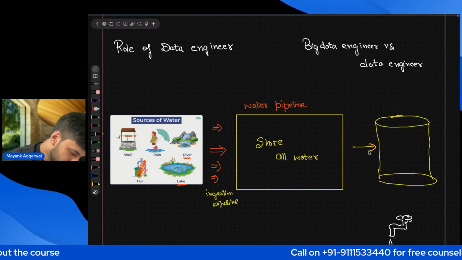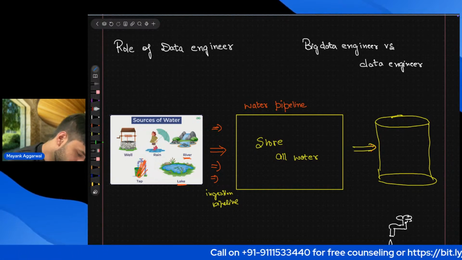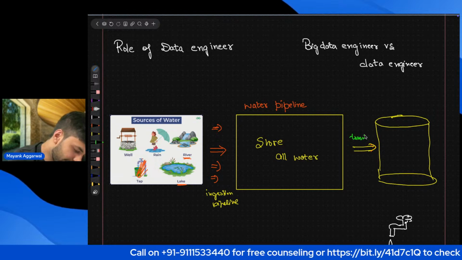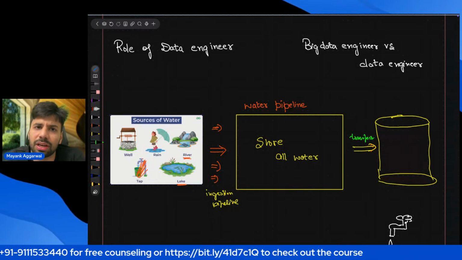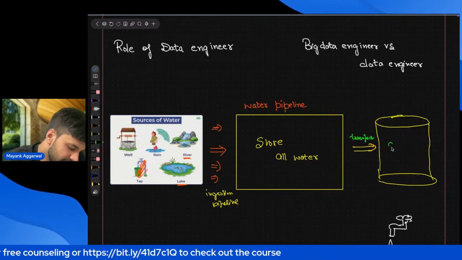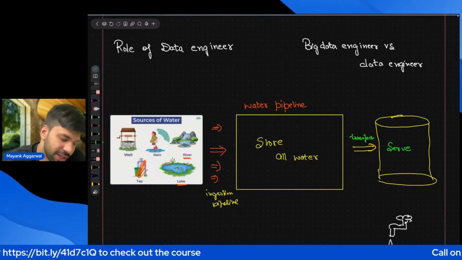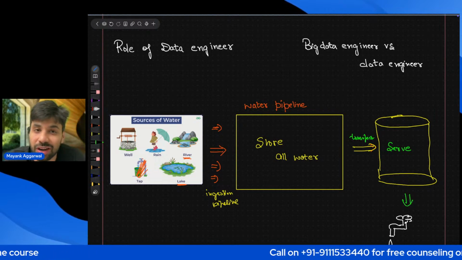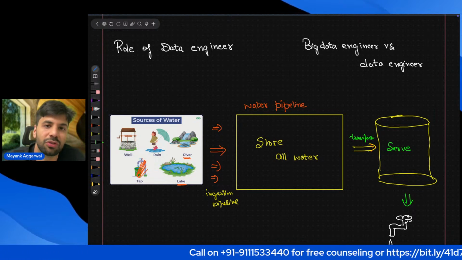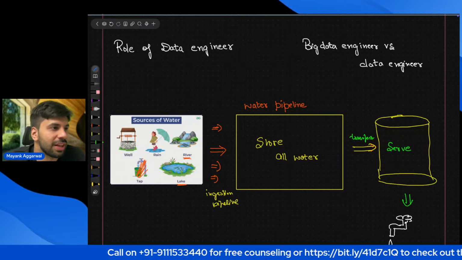And then we can also transform this water. What do I mean by transform? Maybe work on this, clean this water, make sure that it is not dirty. Once this is there, then we serve this water. We save it in a very big tank. And now you can use it the way you like. You can maybe use it for drinking. You can use it for cooking. You can use it for a swimming pool. You can use it any way you like.